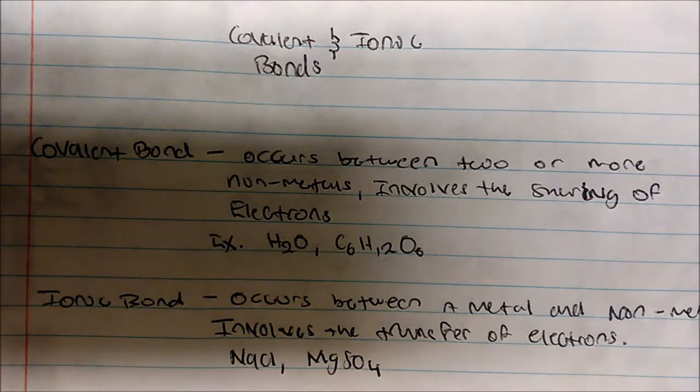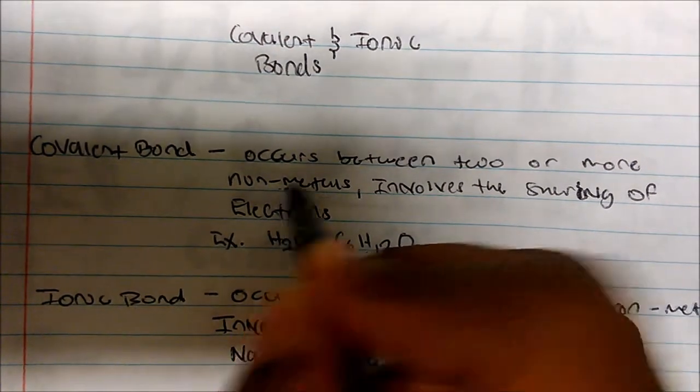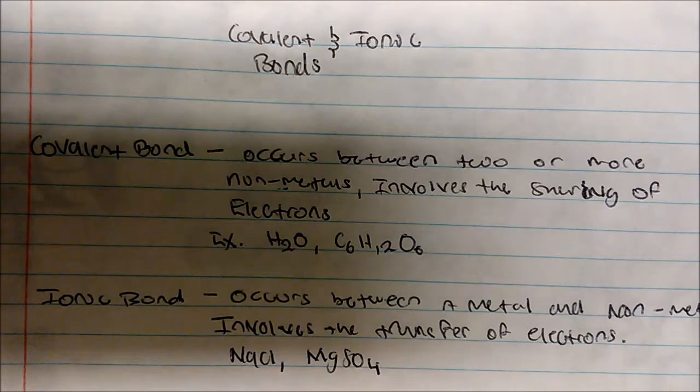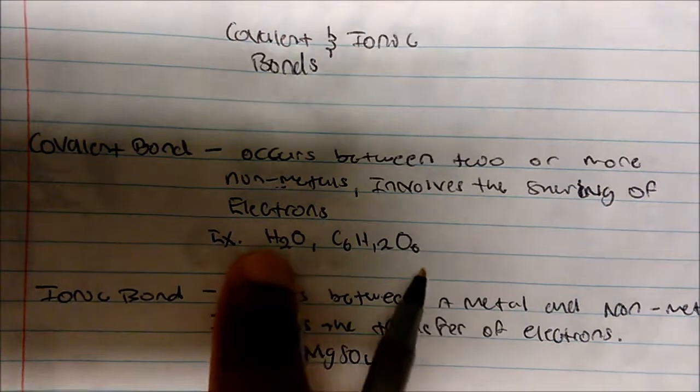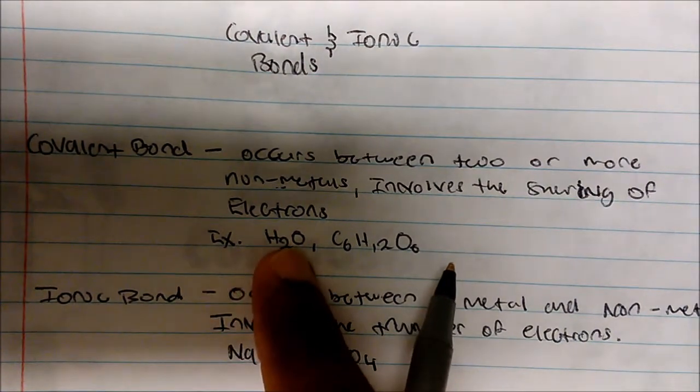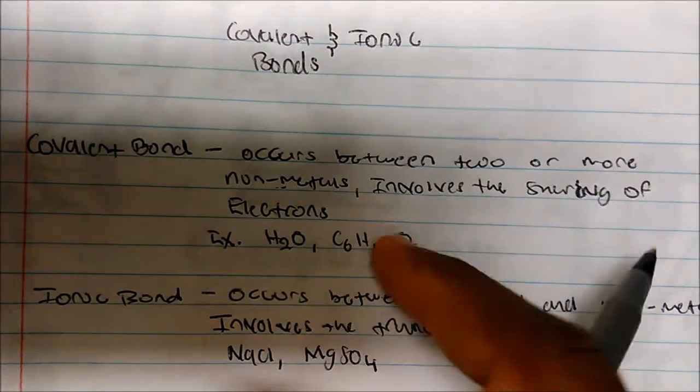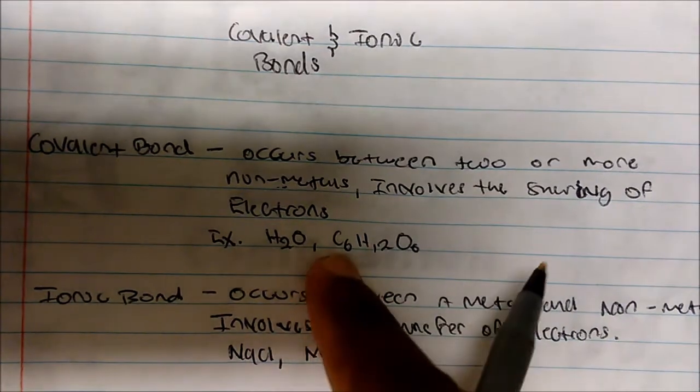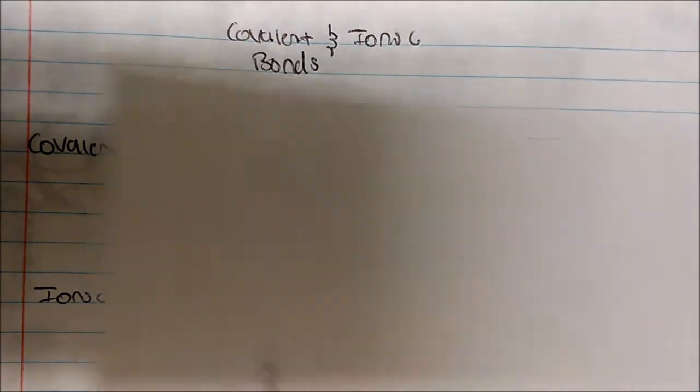Covalent bonds occur between two or more nonmetals. So two nonmetals are bonding, and this usually involves the sharing of electrons. Water has covalent bonds. Glucose, which is sugar, also has covalent bonds. Notice that we have carbon, hydrogen, and oxygen.